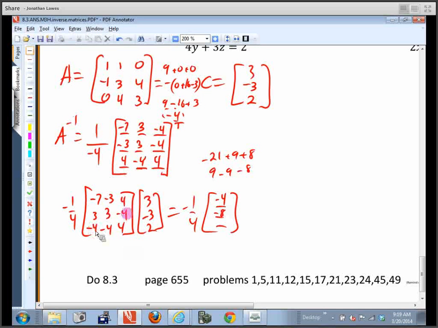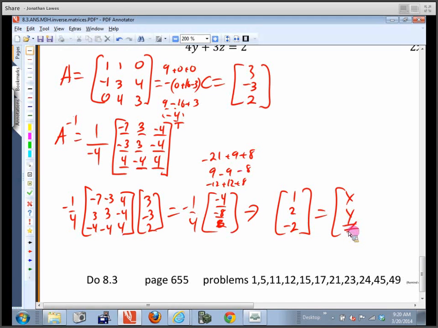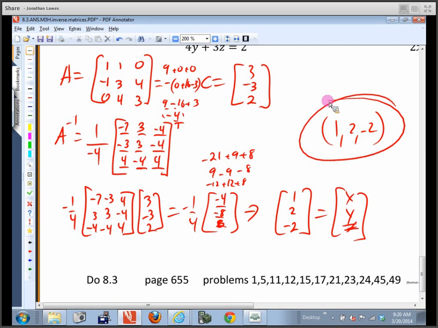The last one, -12, 16, and 8, right? So we get positive 12. Oh, you're right. You're right. Yep. So it's just 8. So that means I get 1, 2, negative 2. And that was equal to the variable matrix x, y, and z. So we get 1, 2, negative 2. Okay. Any questions?